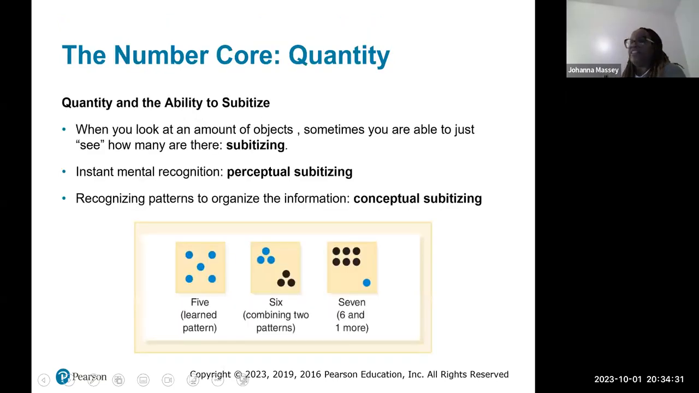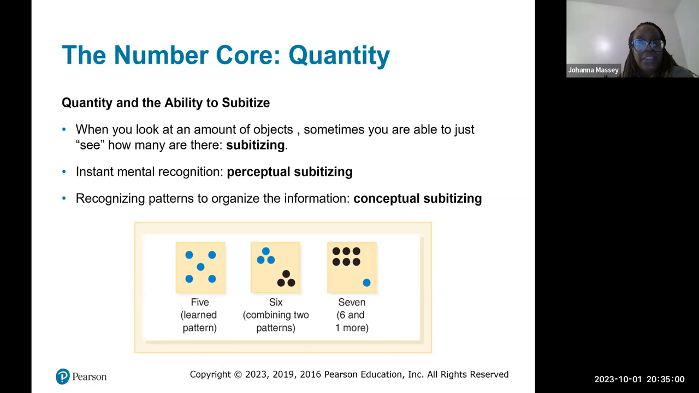So you have these different cores in counting with numbers. So you got the number core. Then from there you have the relation core. So let's look at the number core. The number core has several parts to it: counting, quantity, and cardinality. So look at counting and the ability to subitize quantity.